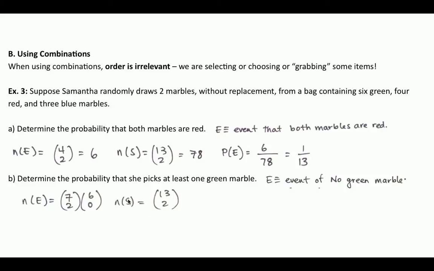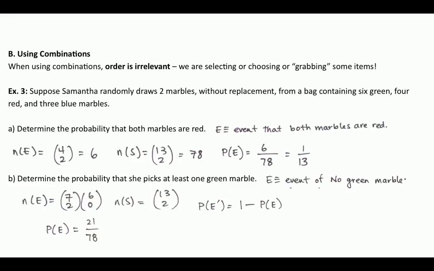And then here we have, again, the number of ways that we can just choose any 2 marbles. This is like the no restriction case. We've got 13 marbles, and we're going to choose 2 of them. So enter the complement. The probability of not choosing a green marble is 21 over 78.